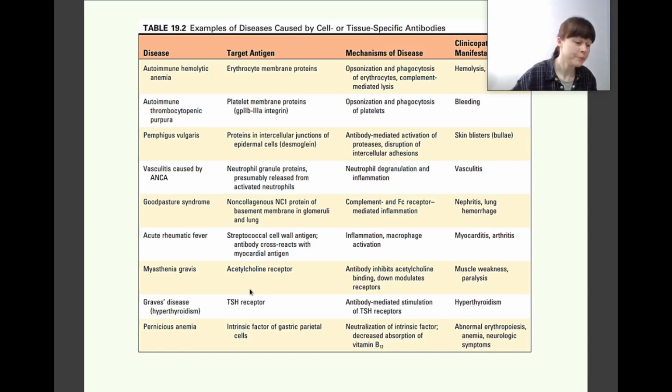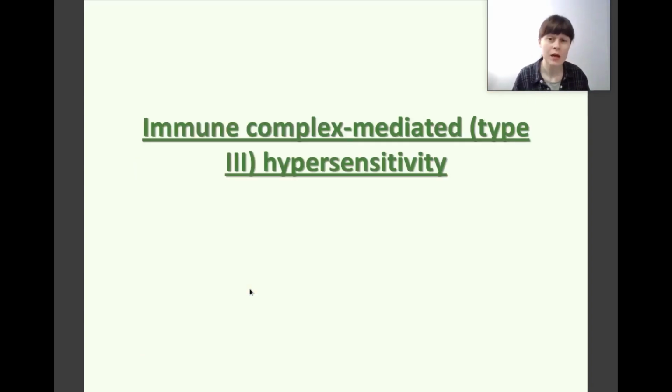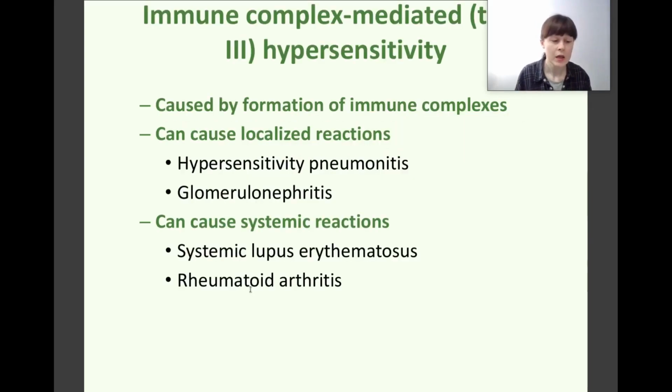So our third type of hypersensitivity is called immune complex hypersensitivity. This is a result of excess formation of immune complexes. I need to remind you that immune complexes are complexes of antigen and antibody. These immune complexes can initiate an inflammatory response through activation of the complement system, leading to tissue injury.